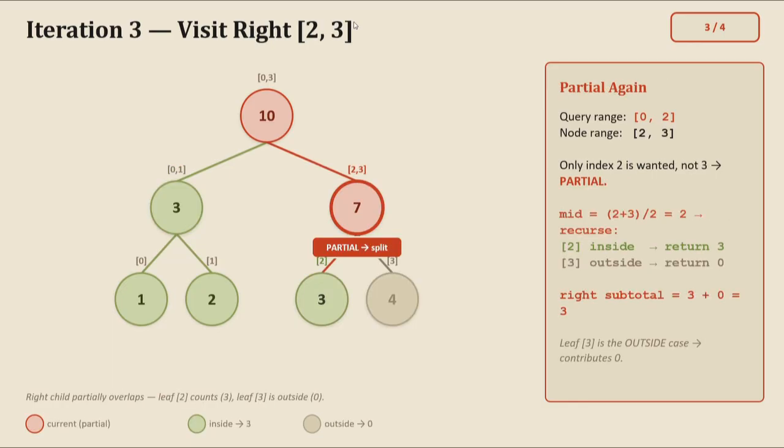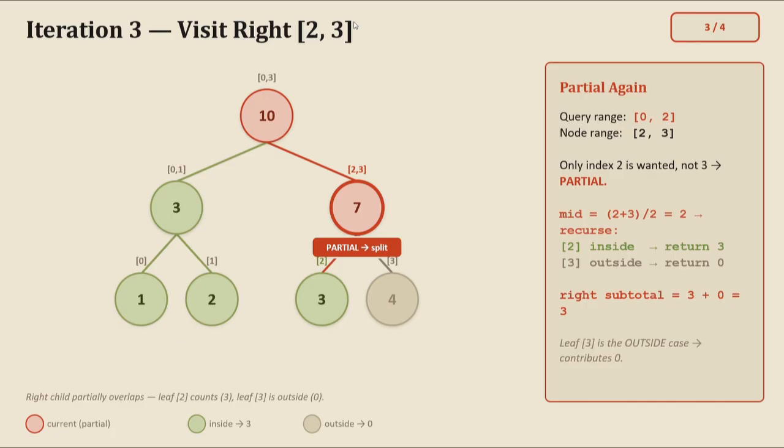Now we visit the right child, which covers index 2 to 3 and stores the value 7. That's A[2] plus A[3], which equals 3 plus 4. We compare index 2 to 3 against the query index 0 to 2. The overlap is only partial. We want index 2, but not index 3. So this is another partial overlap.